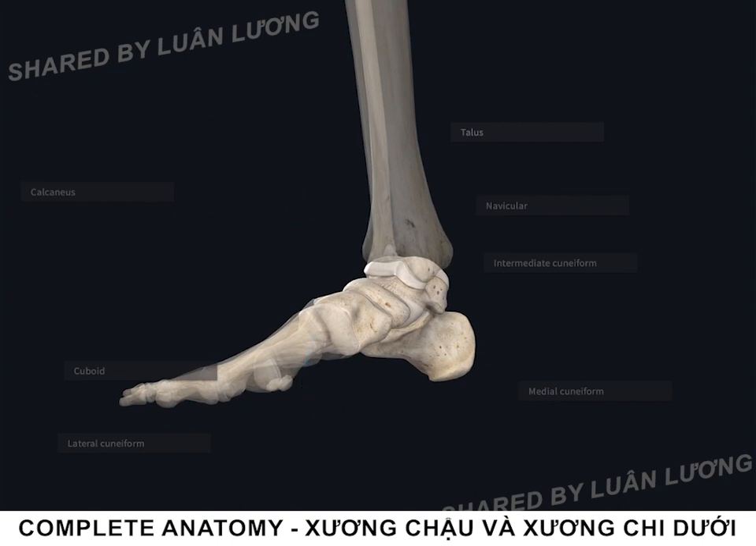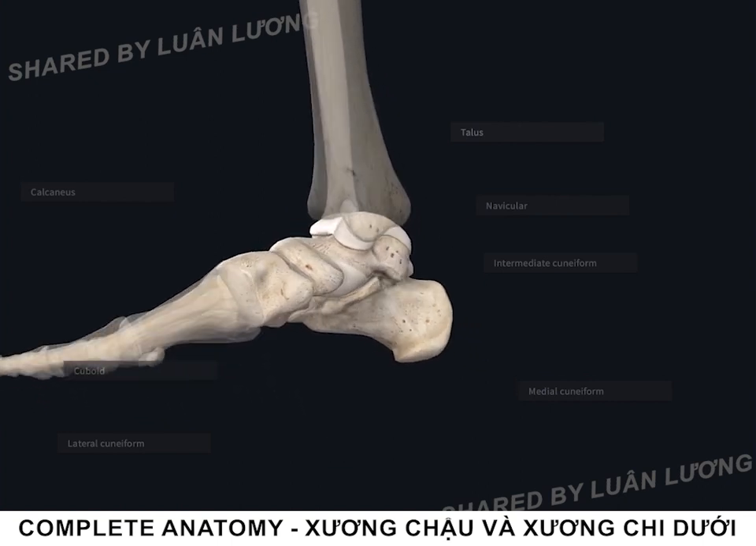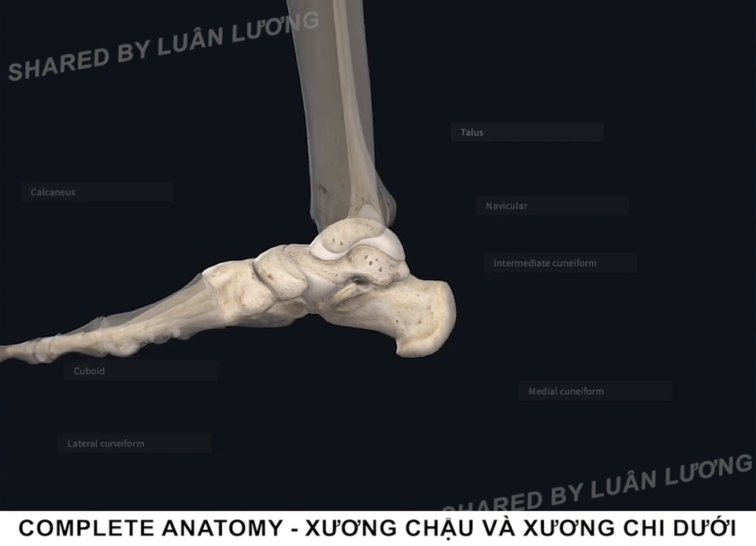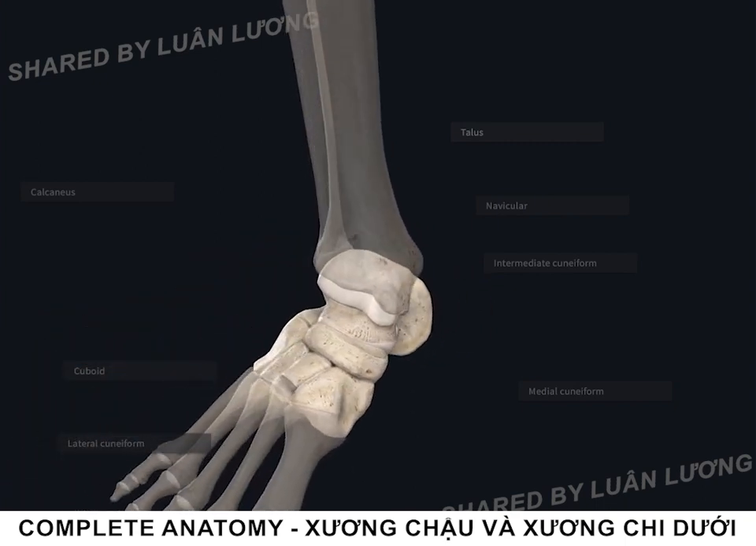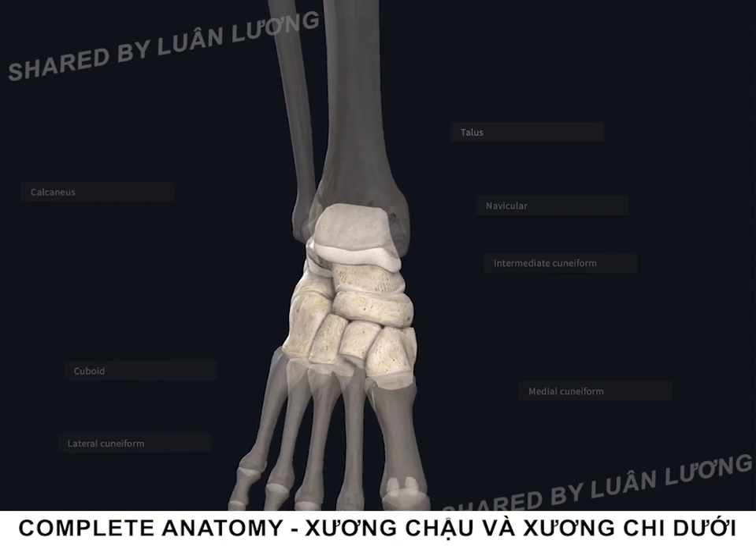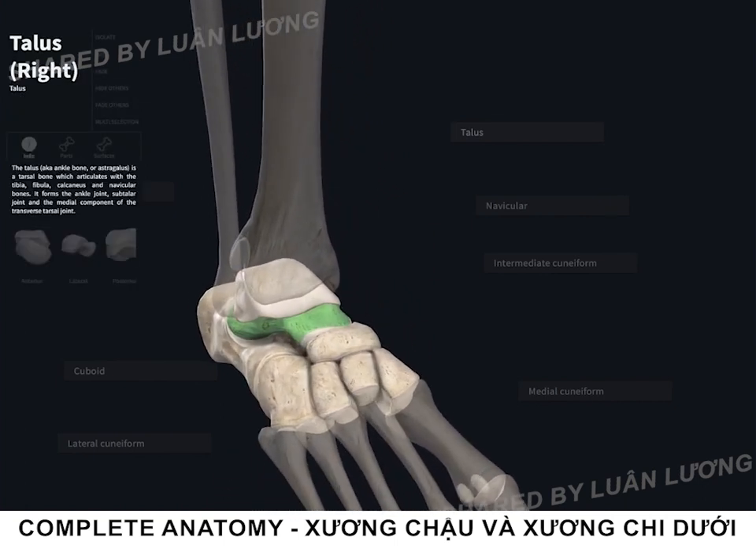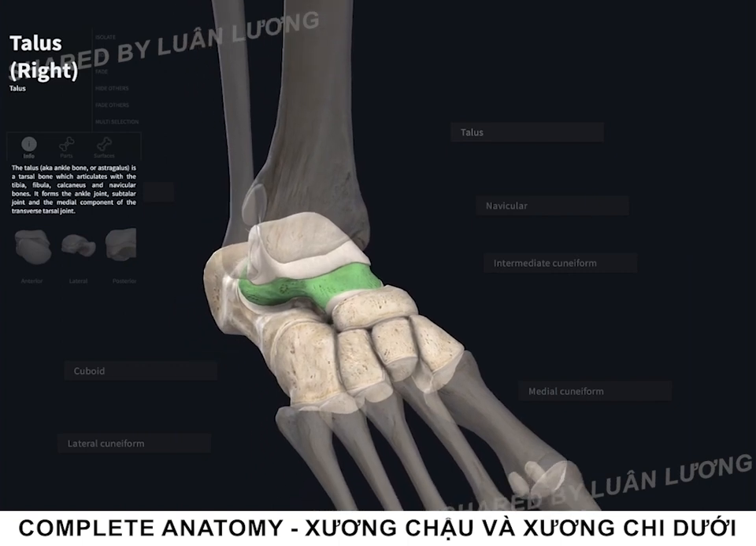Now, our foot is also capable of additional movements, and those movements are going to occur at a different position known as the subtalar joint. And this is one of the joints in our foot that allows for rotational types of movement, otherwise known as inversion and eversion. And what we can see is that the talus is going to actually meet up with 2 bones.